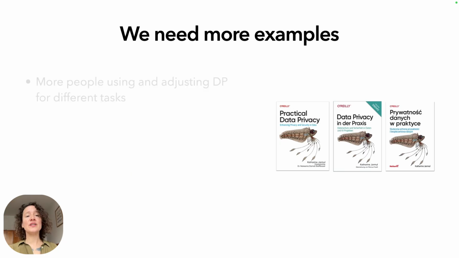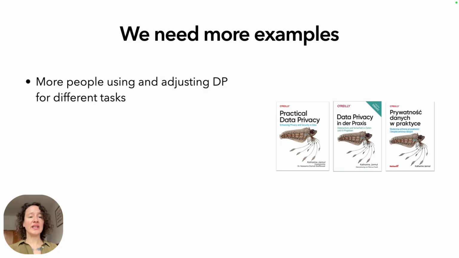And then finally, we need more examples. We need more people using and adjusting differential privacy for different tasks. As you might remember from the initial video on this, if you craft differential privacy for your task, you're going to get a lot better results, both from privacy guarantees, but also from utility. So how accurate is your model? How performant is it? And so forth.